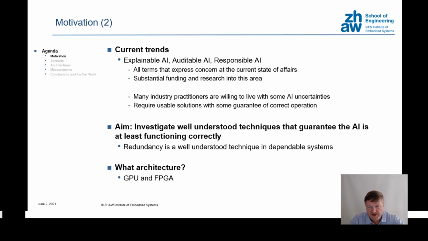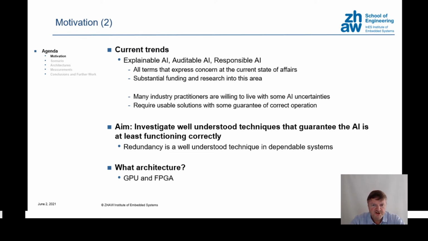Current trends in research in AI, we hear terms such as explainable AI, auditable AI, responsible AI, and these are terms that express the lack of understanding of the generation of a model and the teaching of that model. Very early stages in the workflow of creating a neural network or AI system. And there's substantial funding and research in this area. And what we see are industry practitioners that are willing to deal with some uncertainties in their AI applications, but what they also want to see is a convergence on dependable and eventually functionally safe systems.